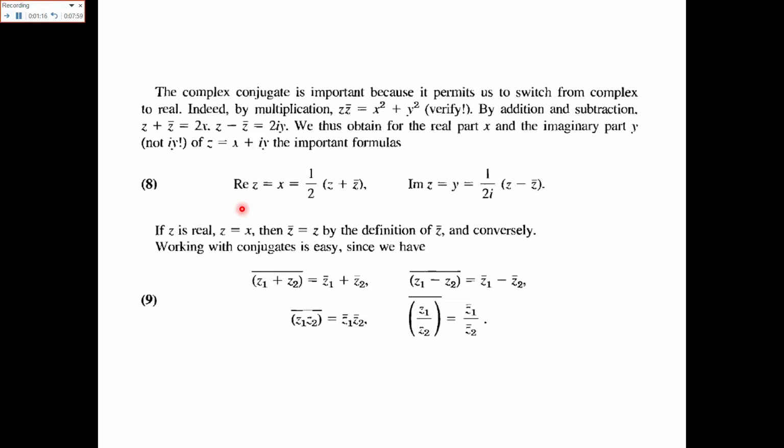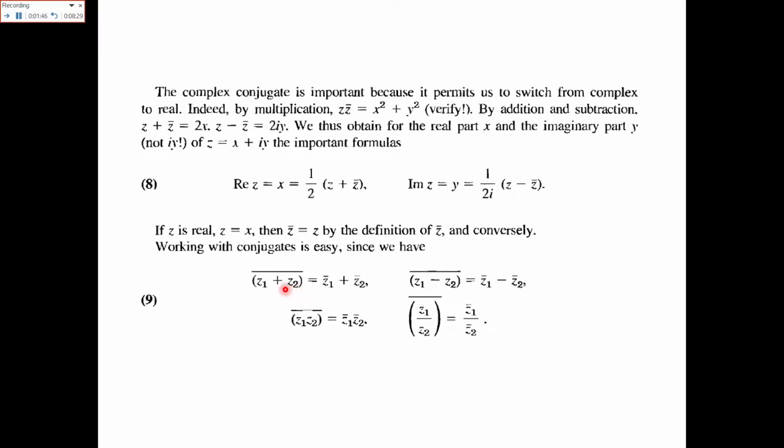If z is real, then z is equal to x and z bar is equal to z. How they are related, in the next slide we have a question and you will apply the technique to solve it. These are some of the properties of the conjugate. If two numbers are added and there is a conjugate of the whole of these two, because z1 plus z2 will generate another complex number, that is z3.